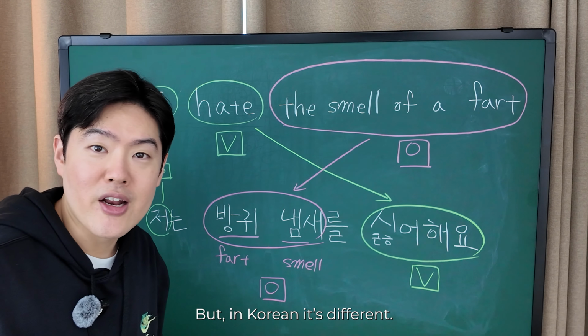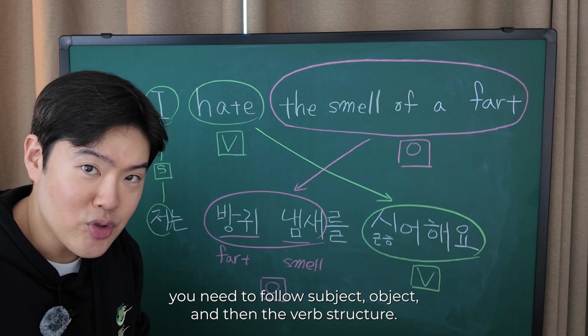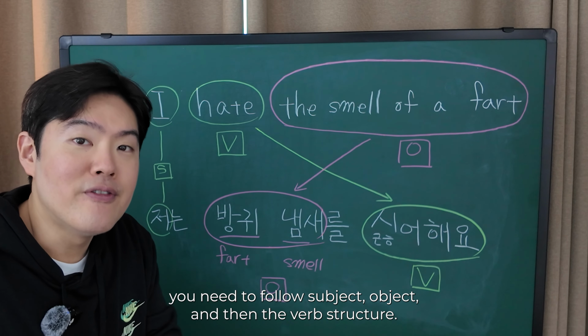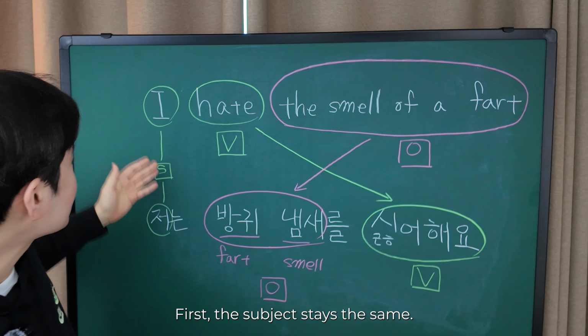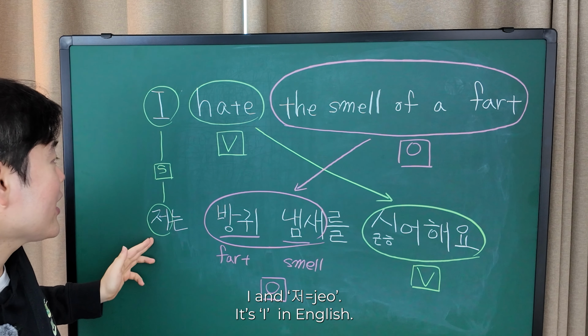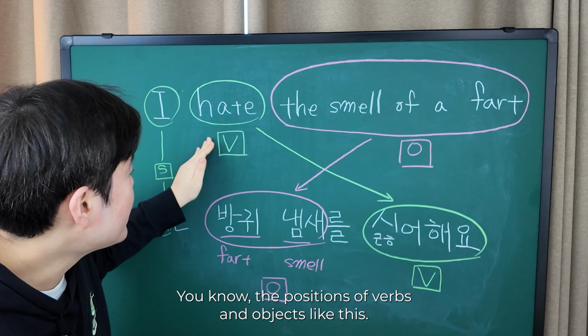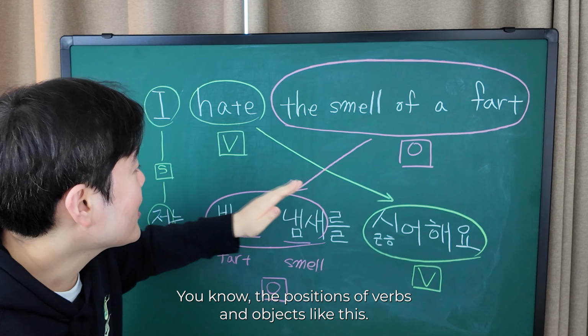But in Korean, it's different. In Korean, you need to follow the subject, object, and then verb structure, like this. First, the subject stays the same. 저 is I in English. And here, you change the positions of the verb and object like this.